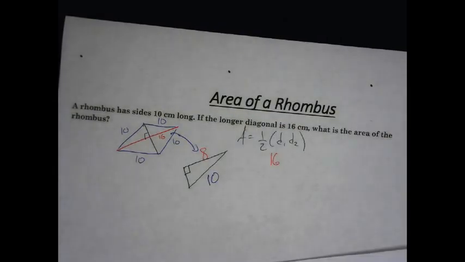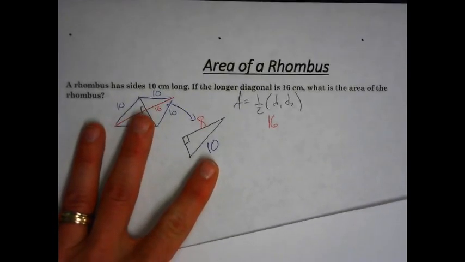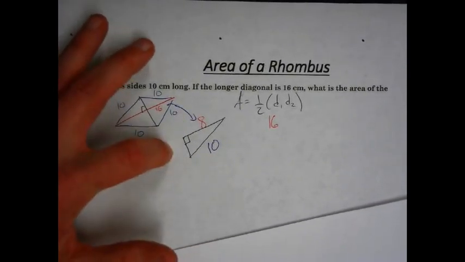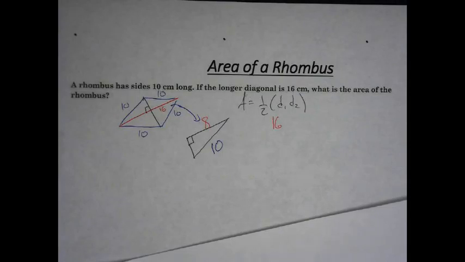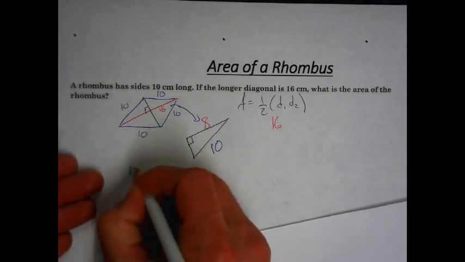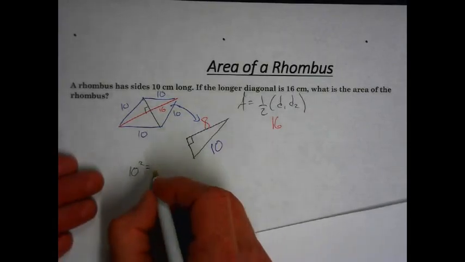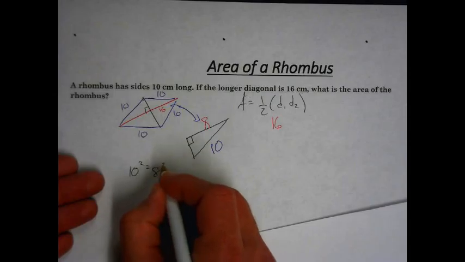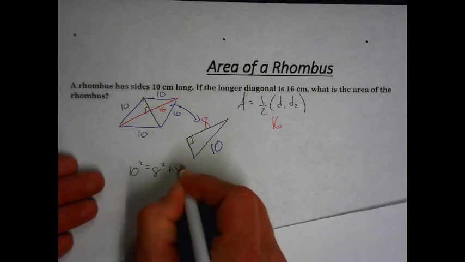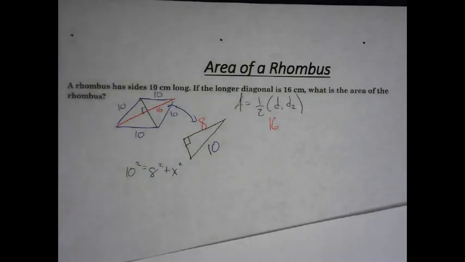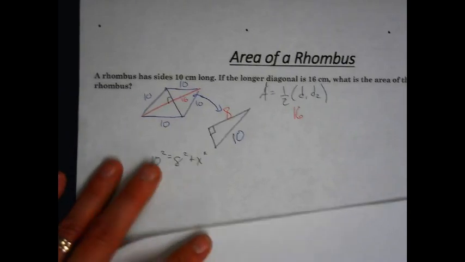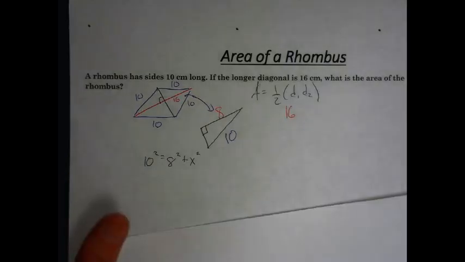Now, I could ask you to hit pause here and you find the other leg by using the Pythagorean theorem. Okay, so you would do 10 squared, the square of the hypotenuse is equal to the sum of the squares of the other legs. And do your math that way. Now you can continue from there. I'm not going to do that. What I'm going to do is remind you of a shortcut.